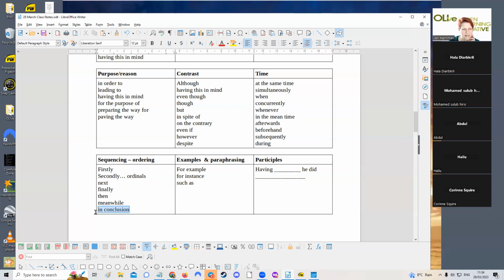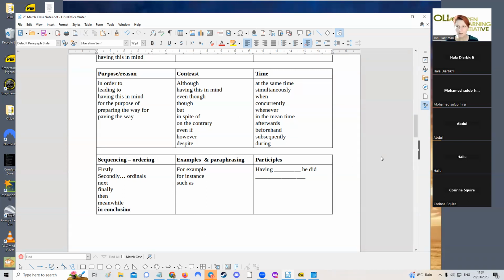This one is an important one. I had it over in examples and paraphrasing, and I'm going to put it over in sequencing. In conclusion is one of those very important ones. There's nothing you can memorize for the IELTS exam, but using the very specific guidepost words like in conclusion, use it. It's simple. Make sure it's at the start of your concluding paragraph in your essay.